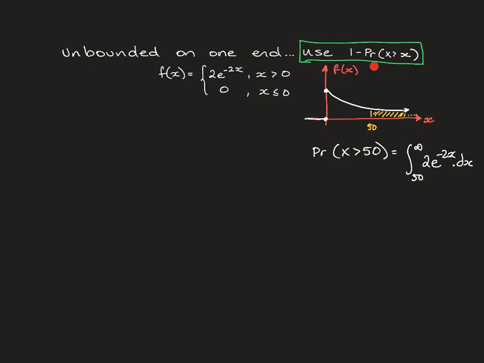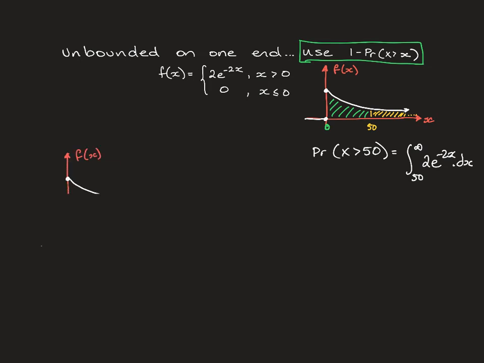And what the complementary property for probability does is say, instead of finding this yellow area here, what about if we found this green area here, because the green and the yellow together add to give you 1, and then do 1 minus the green area. And that way we're working with a bounded integral from 0 to 50 instead of an unbounded integral, and we don't have to do the whole limit thing.